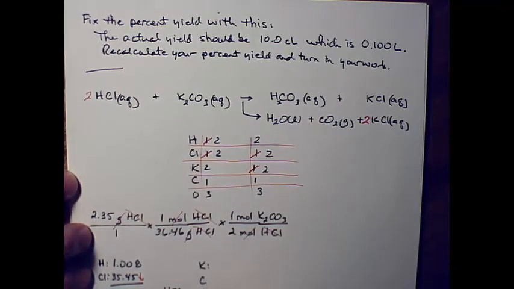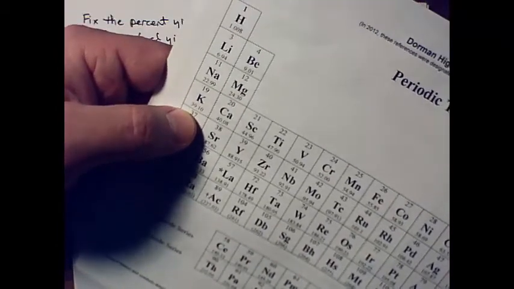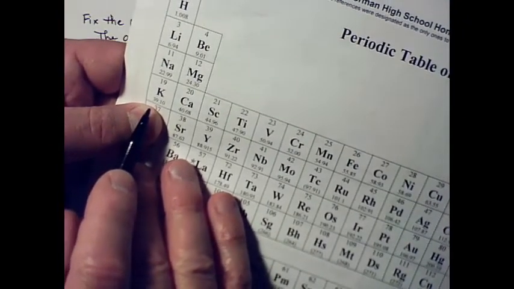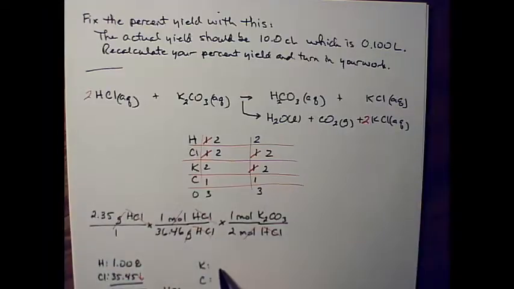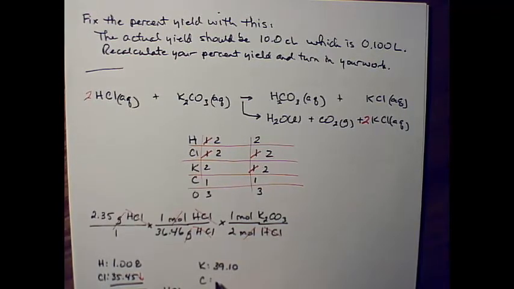So we've got potassium and carbon and oxygen. In this class, this is a preparatory class for AP Chemistry, so we use the periodic table that's used for the AP test. And on this periodic table, the atomic mass of potassium is 39.10. And the atomic mass for carbon is 12.01. And the atomic mass for oxygen is 16.